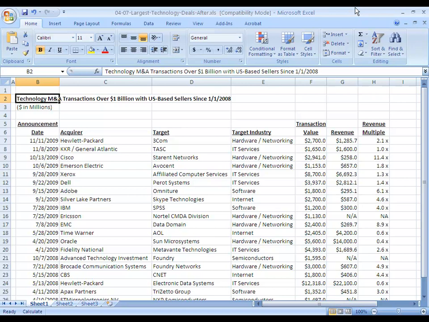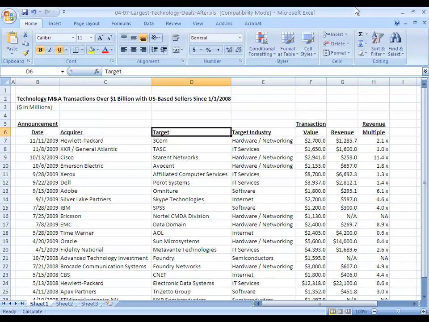So it's very important to look at the announcement dates of transactions like this when we're analyzing precedent transactions. And so there are really four dimensions we're looking at here. First off, we have the industry cut. So we're looking at technology deals, technology M&A transactions. We have a size cut. So we only want deals that were worth over 1 billion. We have a geography cut. So we only want US-based sellers. And then we have the time cut since January 1st, 2008. So we're basically looking at companies from the past 2 or so years here, because our valuation date is early 2010.